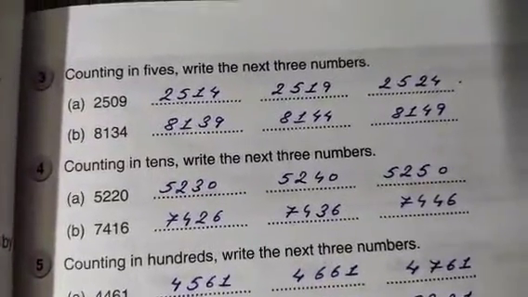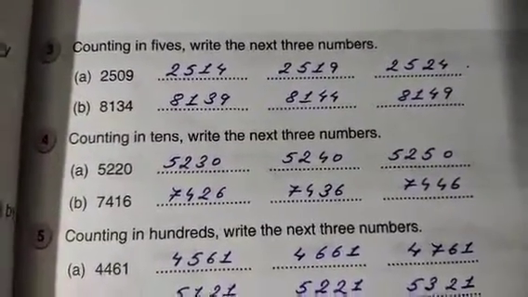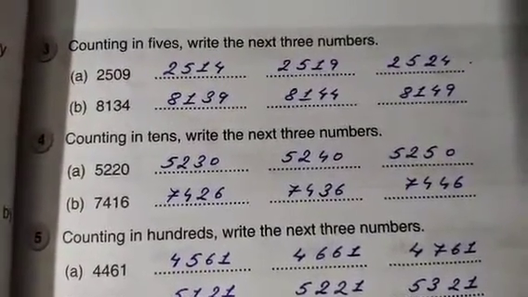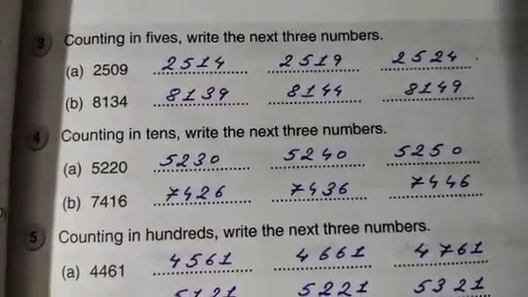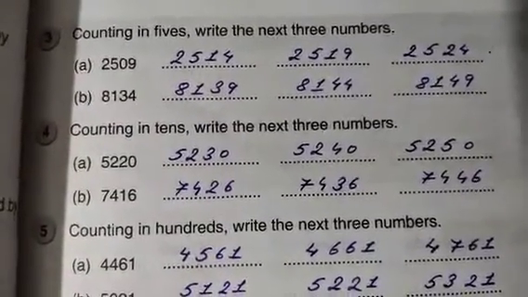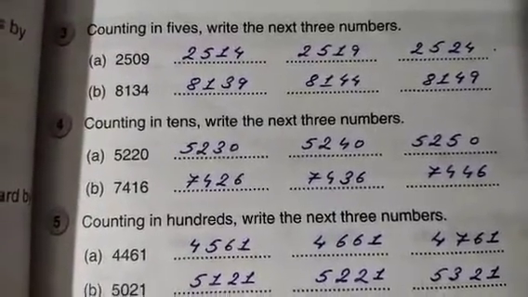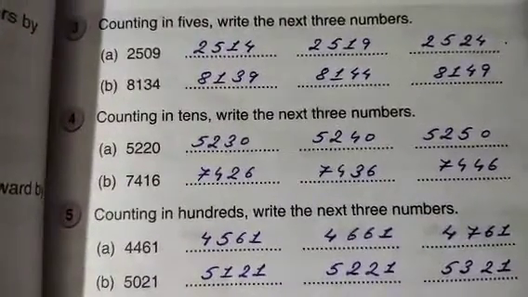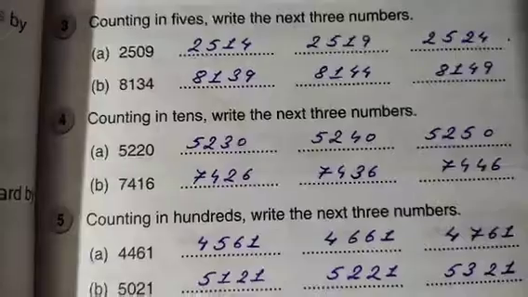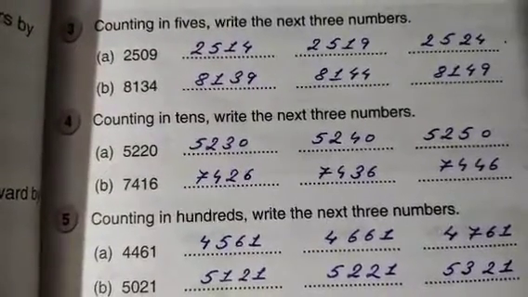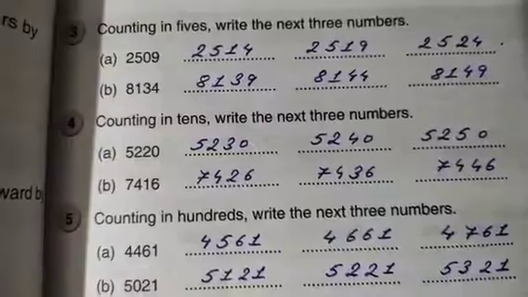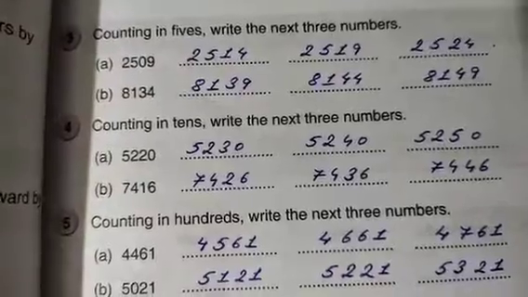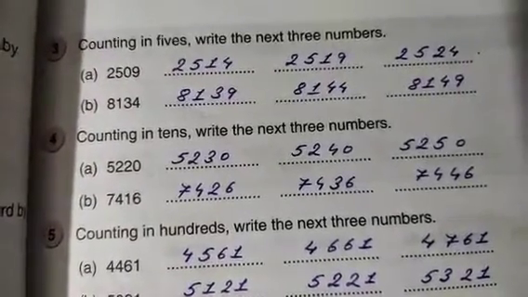Counting in fives, write the next 3 numbers. That means we have to skip 5 numbers. So we are starting from the first one, A, 2509. Children, you can add 5 to it. Add 5 to 2509 and see. If you add 5 to 2509, you will get 2514. See, after 2509, 2510, 2511, 2512, 2513, then 2514.